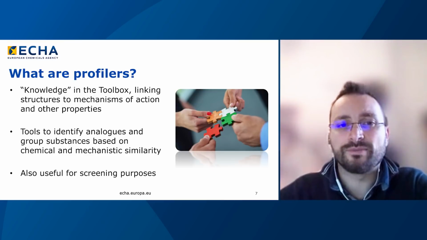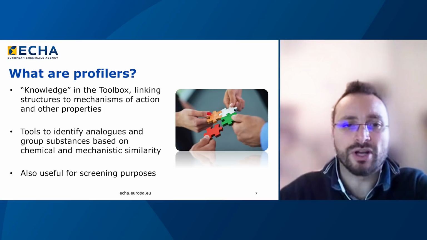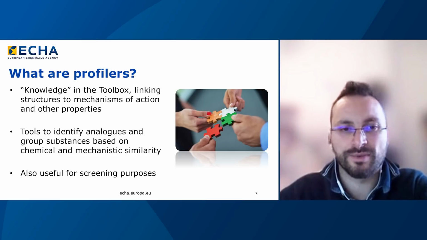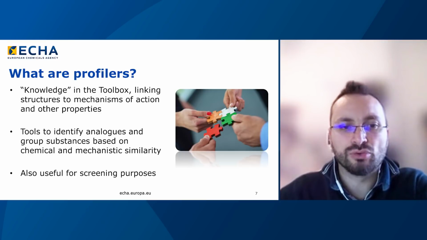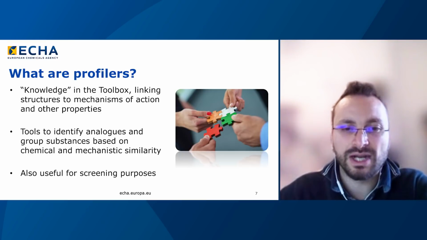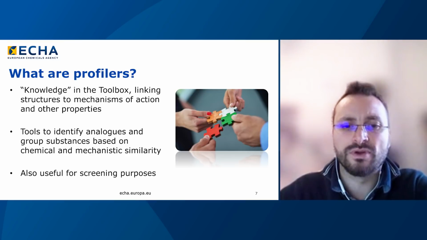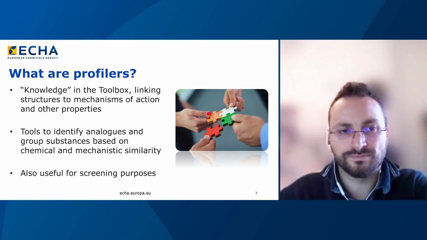Let's start with the profilers. They are the knowledge in the Toolbox, linking structures to mechanism of action and other properties of the chemical, even affiliation to regulatory programs or information on chemistry and functional groups. They are tools to identify analogs and group substances based on chemical and mechanistic similarity. And they are also useful for screening purposes.